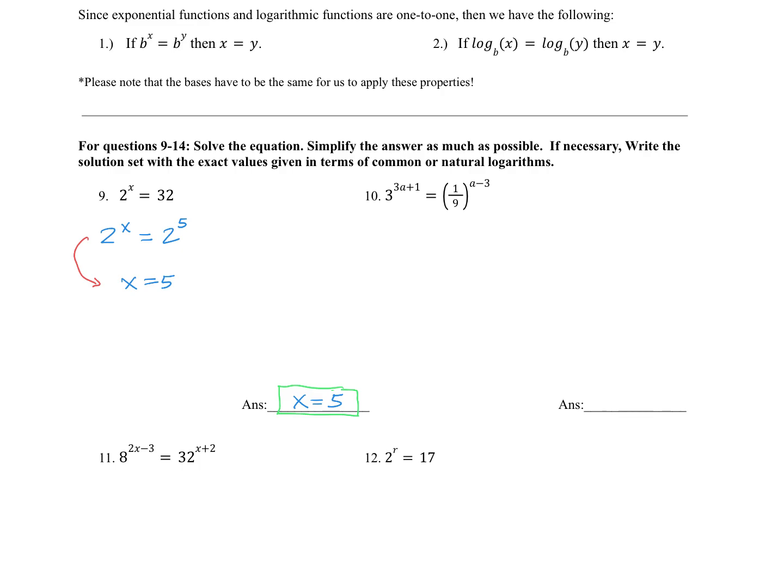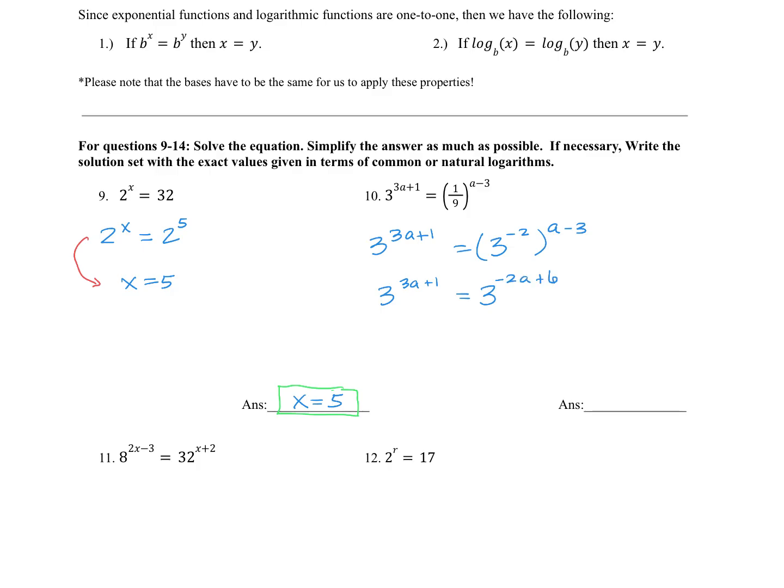So this is 3 to the 3a plus 1 equals 3 to the -2, all raised to the a minus 3 power. And now we can simplify this down. That's 3 to the 3a plus 1 equals 3 to the power... Remember, when you raise a power to a power, you multiply them. So that's -2 times a plus a 6.